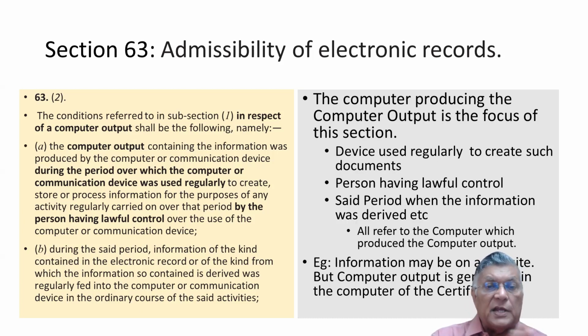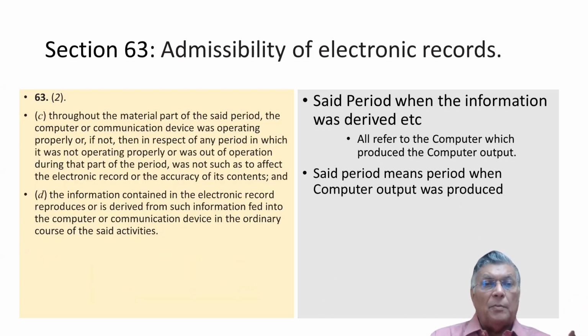Subsection B, during the said period, the information of this nature was being used or fed into this in the ordinary course of said activities. We'll come back to this. Then subsection C, throughout the material part of the said period, the computer communication device was operating properly. And subsection D, the information contained in the electronic record reproduces or is derived from such information fed into the computer or communication device in the ordinary course of said activities.